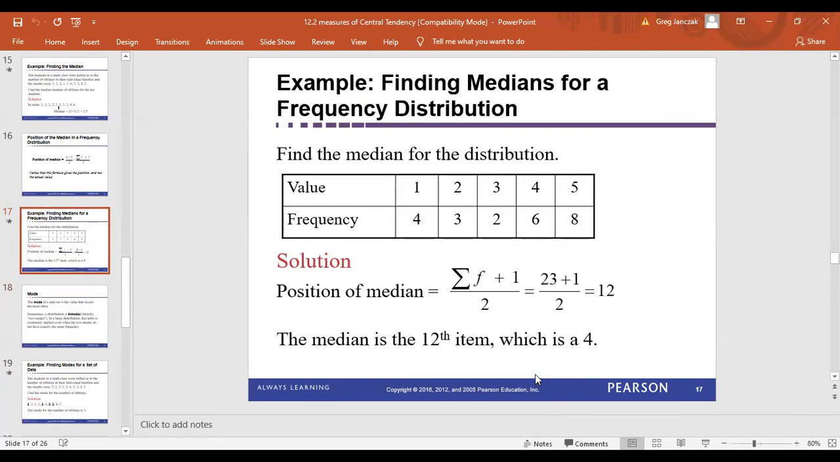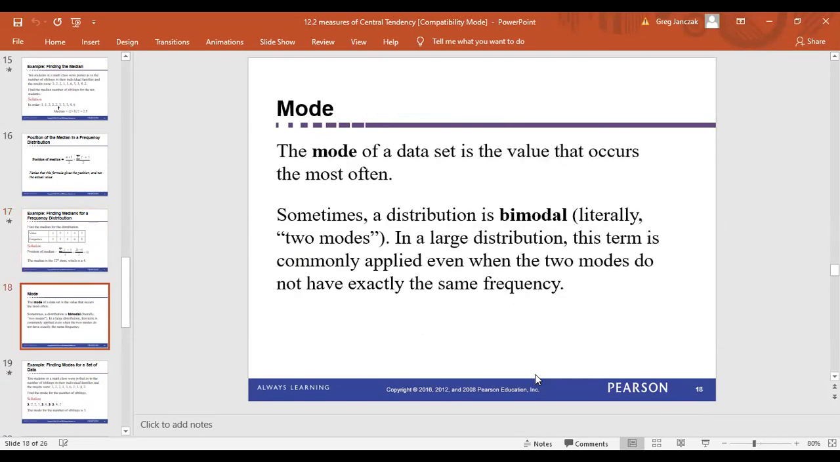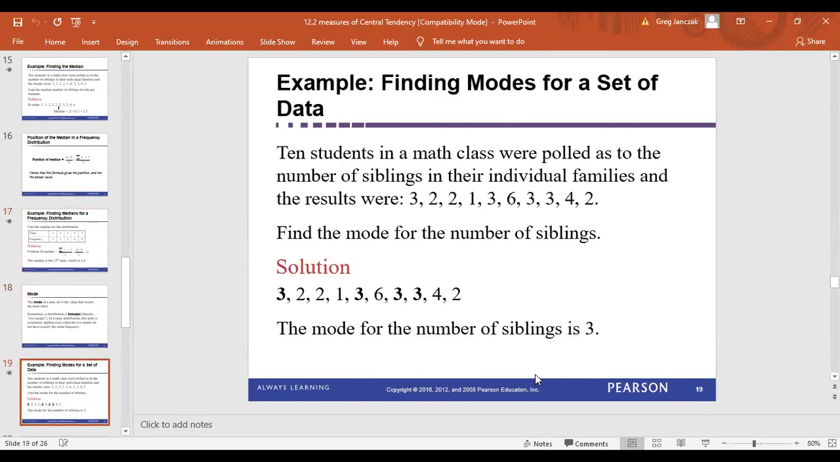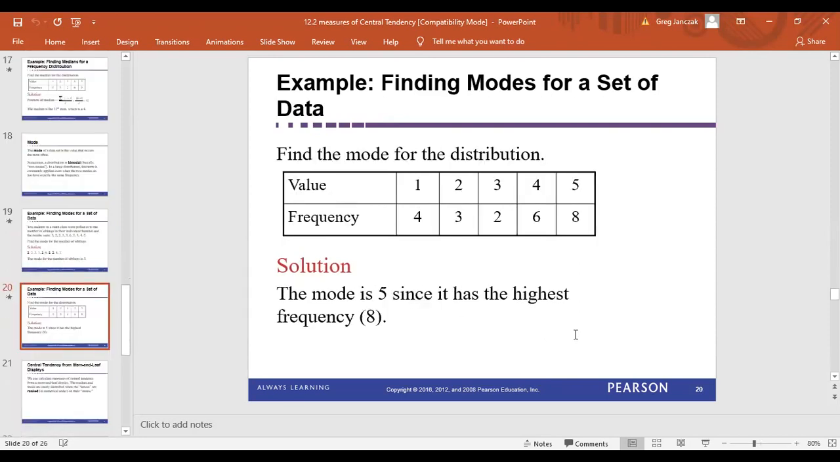If there's 2 of them that are equal, then it's bimodal and you count them both. So here we have 3, 2, 2, 1, 3, 6, 3, 3, 4, 2. So 3s occur most often, so our mode is 3 for the number of siblings. Okay, questions with that? All right, and so here we just went over that one. We said our mode for our frequency table is 5 because there's 8 5s.